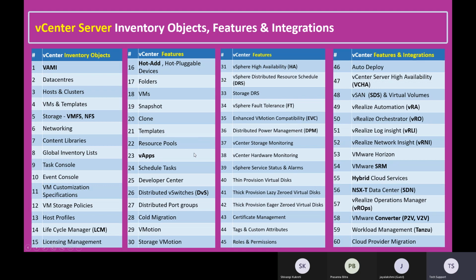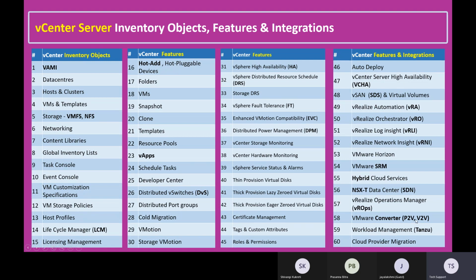Okay, so we are into the server virtualization learning concepts, 1 to 45. Once we are familiar with the server virtualization concepts, we'll discuss storage virtualization, automation, and logging side. Horizon is a desktop virtualization product, and Site Recovery Manager, hybrid cloud services. NSX-T we consider as SDN. SDN means software defined network. And vRealize Operations Manager is for monitoring purposes.